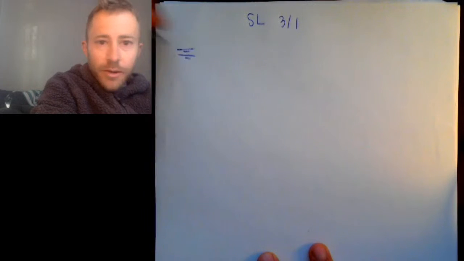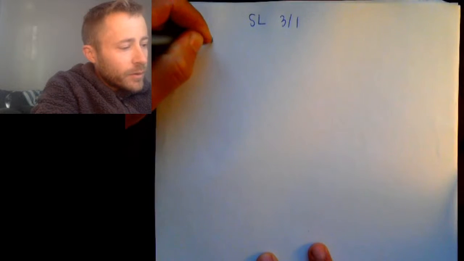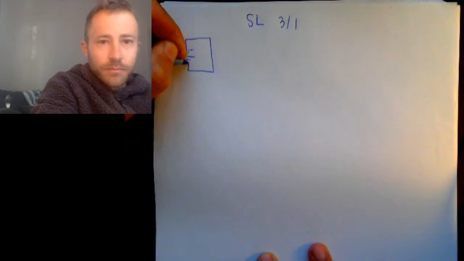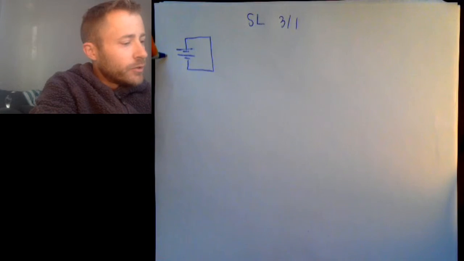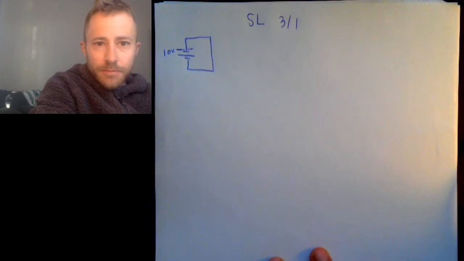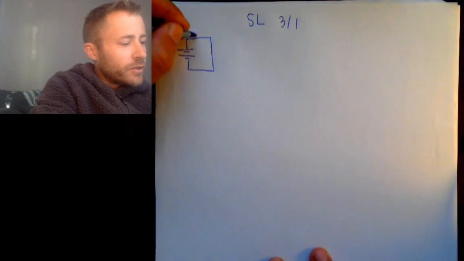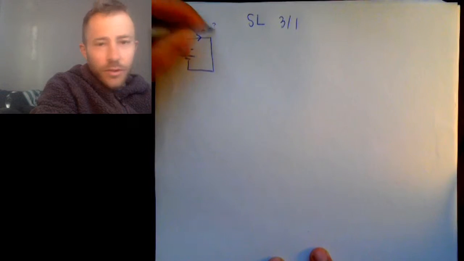So we have a battery, and then we have a wire, and then we have no resistor. Okay? We have no resistor. So maybe the battery is a 10-volt battery, something like that. So the question is, how much current is going to flow in this circuit?